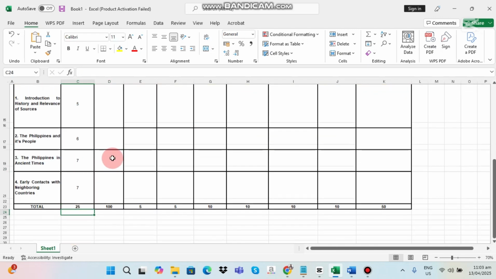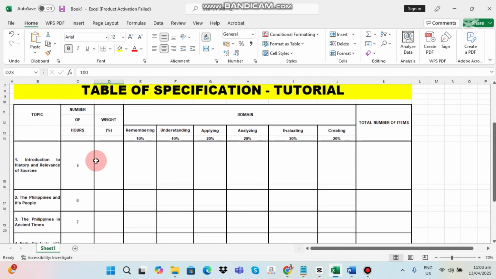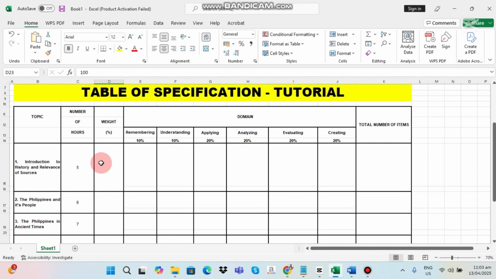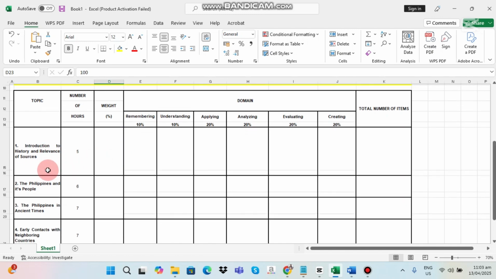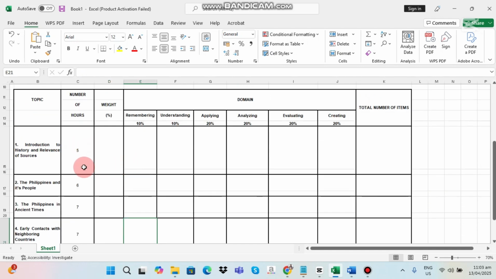So why is there 100 in here? Of course, if we are going to total the weight percentage of every topic that we have here, it must be equal to 100. So here, the third step that we are going to do is to find the weight percent in every topic. So since here we have 5, what are we going to do?